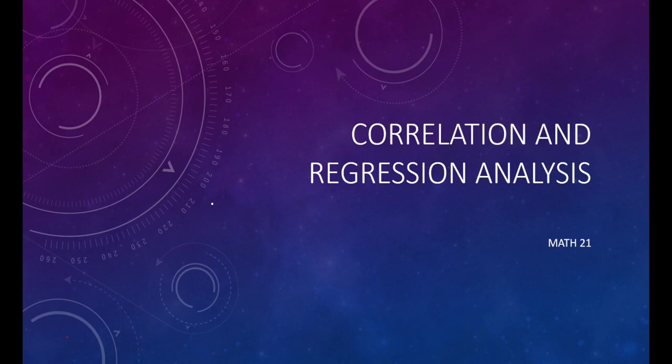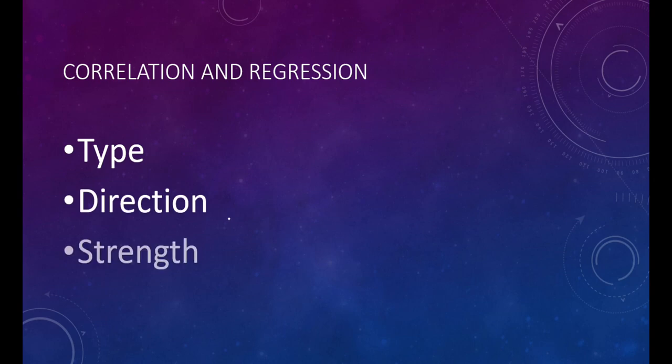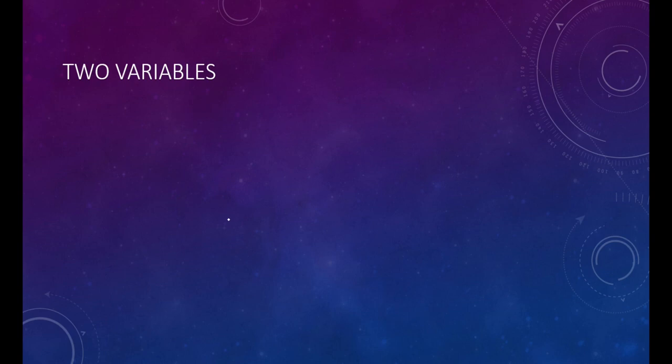Today we're going to look at correlation and regression analysis. The main topics for today are the type of relationships, direction of the relationship, and the strength of the relationship. We're going to look at two variables.